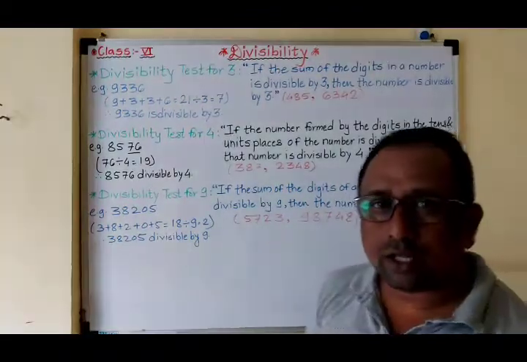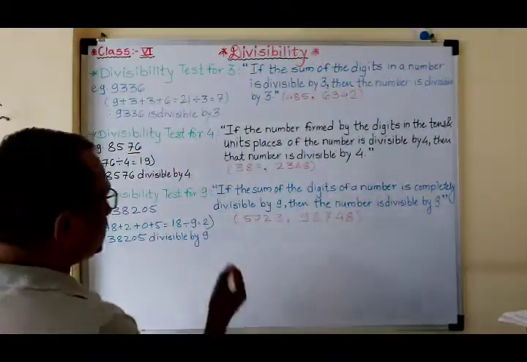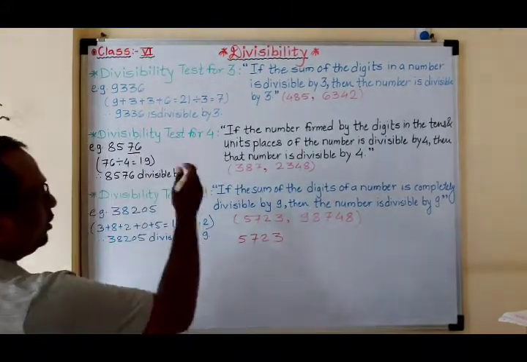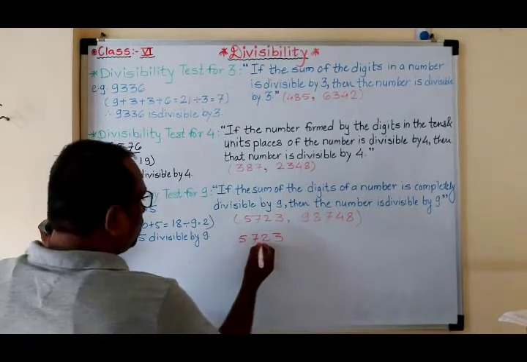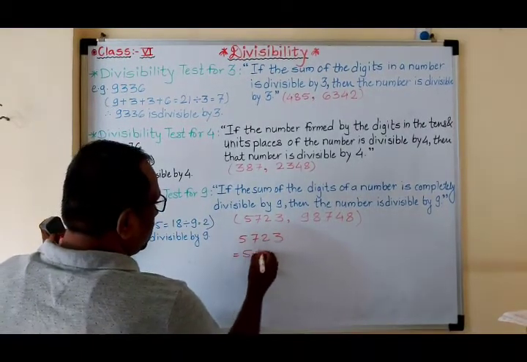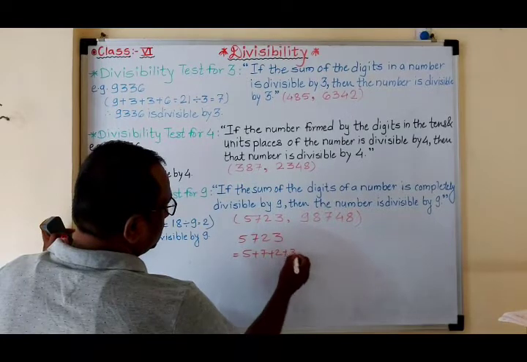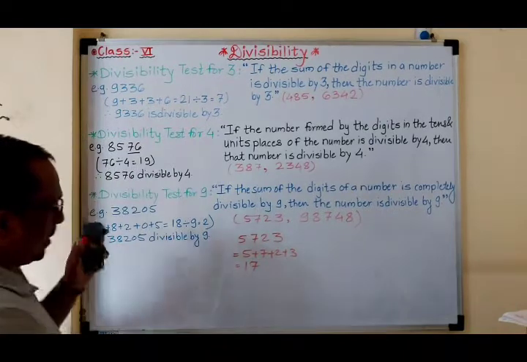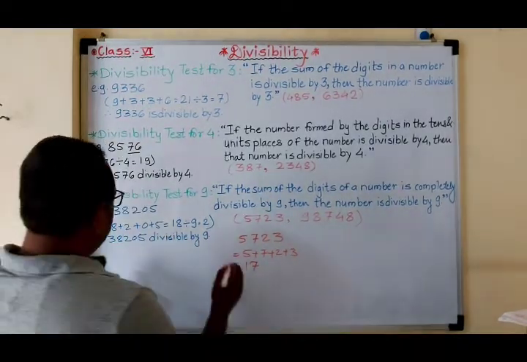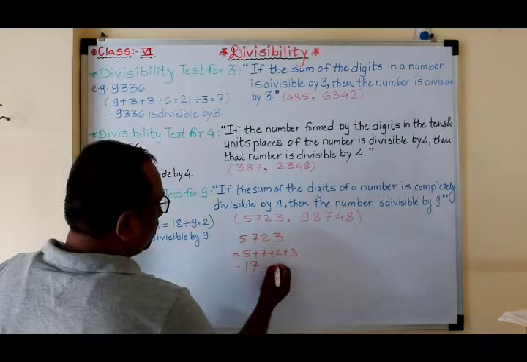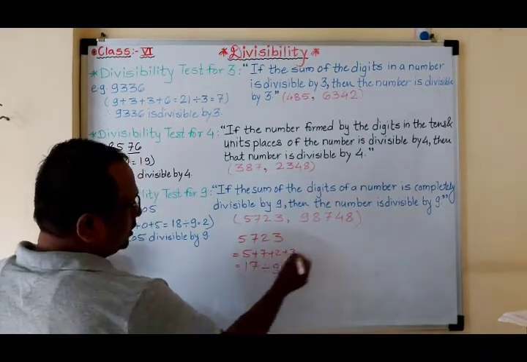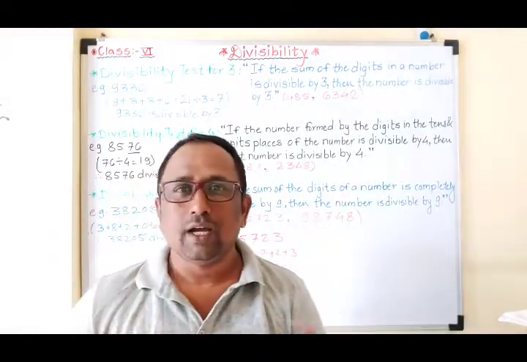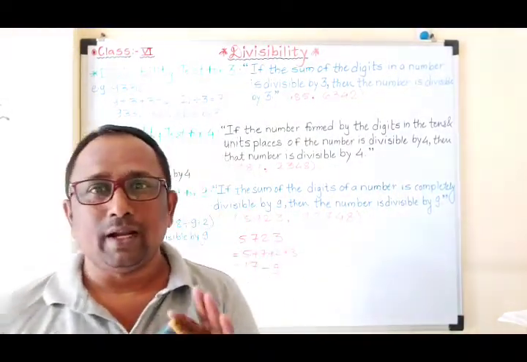Now two more examples I wrote here. Well, let's check that. First is 5,723. According to the divisibility test of 9, what you have to do? We have to add all the digits: 5 plus 7 plus 2 plus 3. Okay, that gives 17. Now we have to divide it. 17 is the addition of these digits. We have to divide it by 9. But 9 ones are 9, 9 twos are 18. So 17 is not divisible by 9.